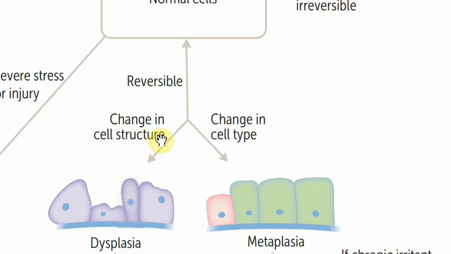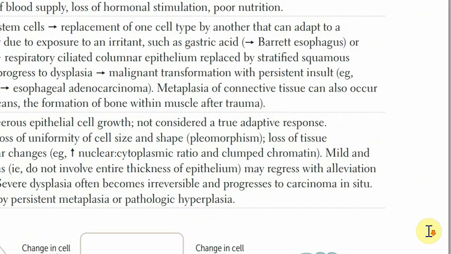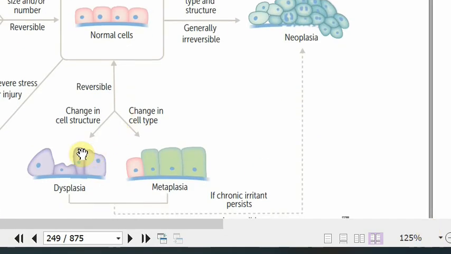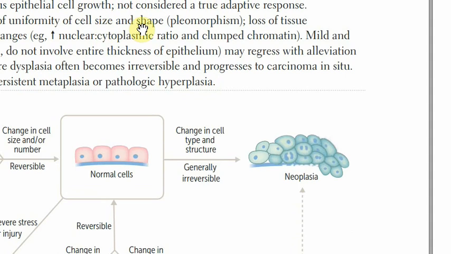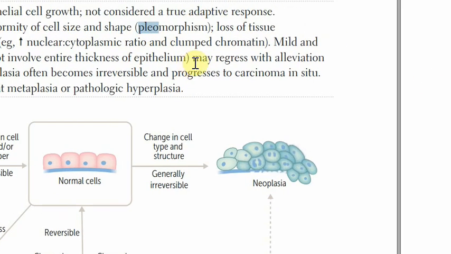So there will be change in the cell structure with loss of the polarity of the cell. That's what they write us. So change in the uniformity and the shape of the cells. Look, all of them are misshaped. So that's decrease in the size and the shape. We call that pleomorphism. Pleo means different. Morphism means shape. So there will be different shape.